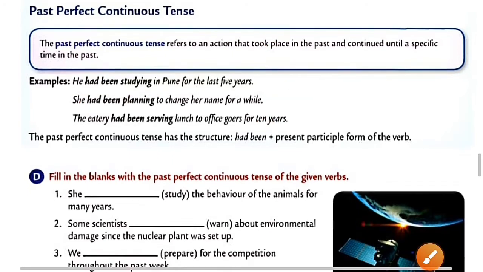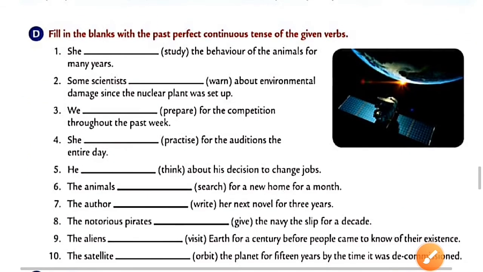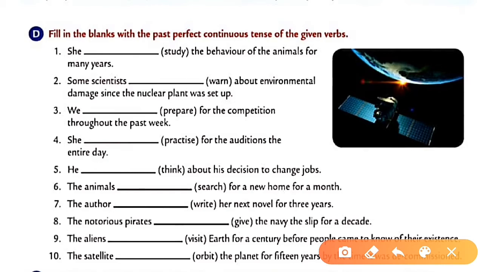So guys, start Exercise A. It is very simple. What you have to do: fill in the blank with the past perfect continuous tense of the given verb. Means we have to use had been plus verb-ing. So it is very simple. She had been studying the behavior of the animal for many years. She had been studying.